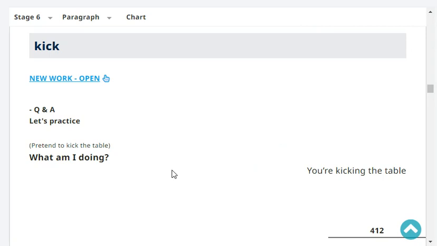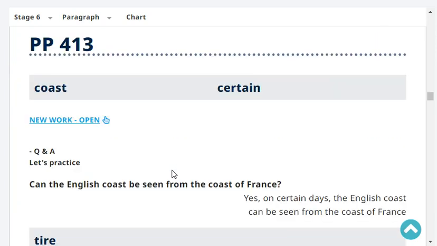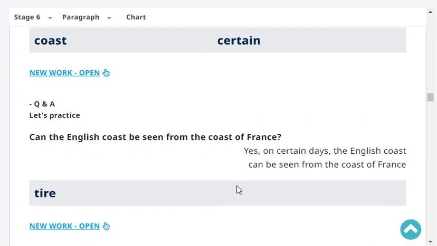What is he doing? He's kicking the ball. Very good. Okay. Can the English coast be seen from the coast of France? Yes. On certain days, the English coast can be seen from the coast of France.